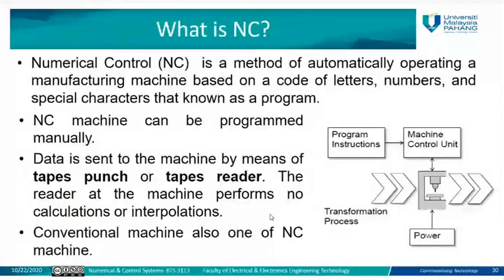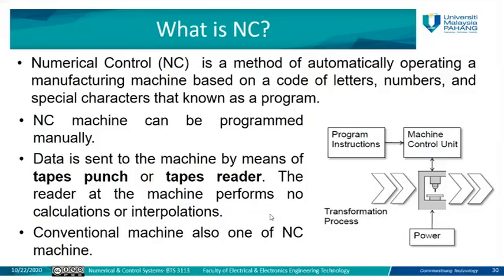So we start with the first type, which is the NC, or numerical control, and we are going into the details of numerical control: the components of numerical control, how numerical control works, and so on. Numerical control, we said, is a method of automatically operating a manufacturing machine based on a code which consists of letters, numbers, and special characters, known as a program. As a programmer, for example from the BTS program, in the name of your degree there is computer systems.